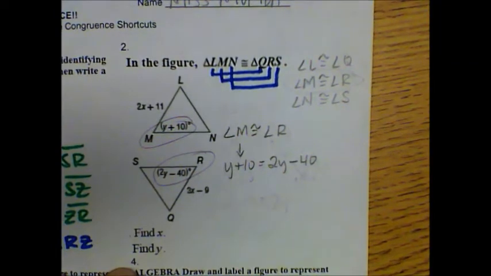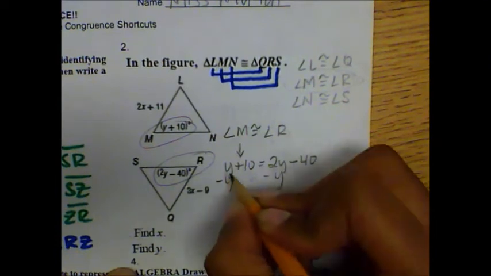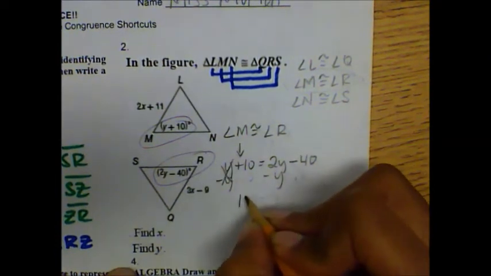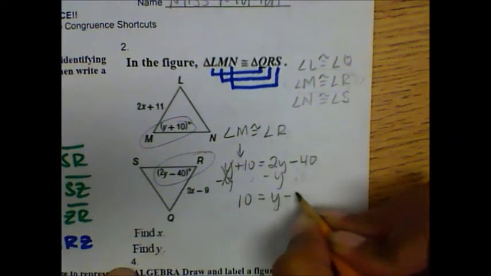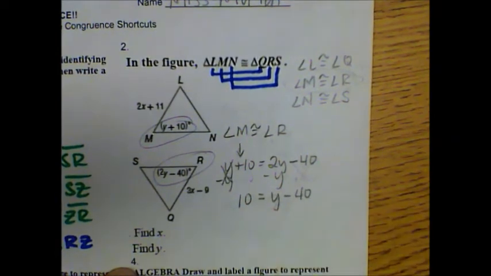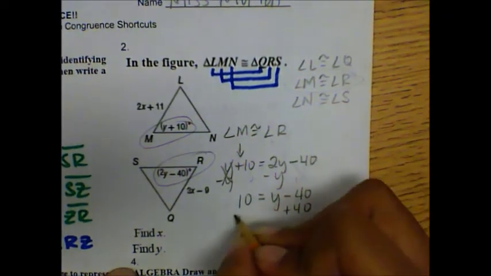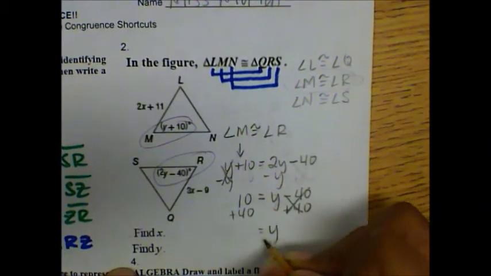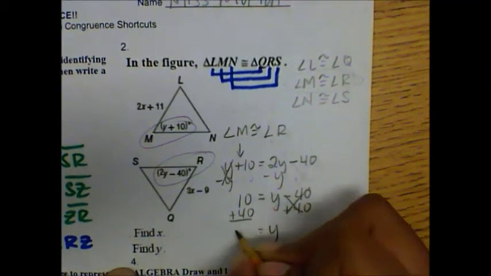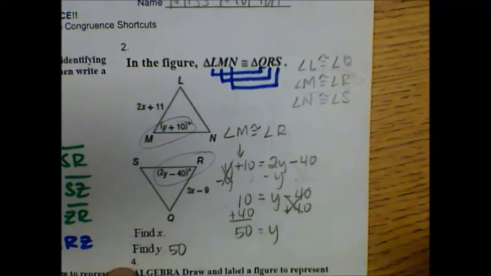So first, I want to subtract Y from both sides. And that's going to cancel out, and we're left with 10 on the left of the equal sign. And on the right, we're going to be left with Y minus 40. Remember, the goal of doing this is to isolate or get the variable all by itself. And so we're going to add 40 to both sides. That's canceled out. And we're left with 10 plus 40 is 50. So Y is equal to 50.